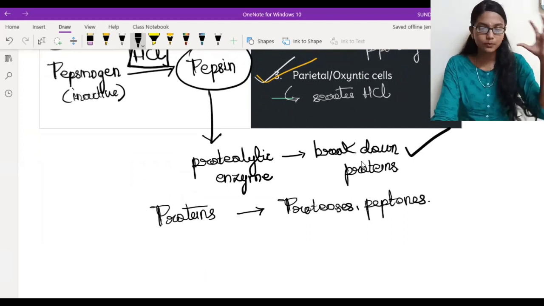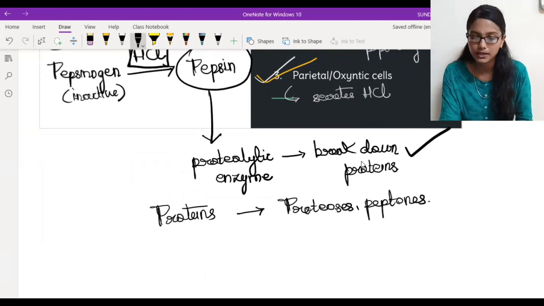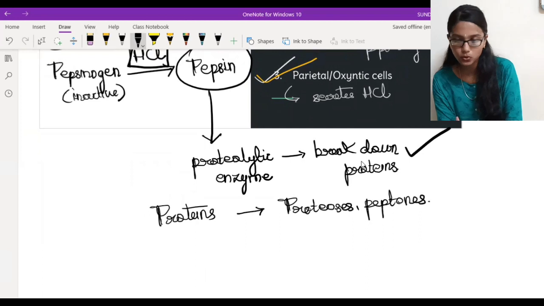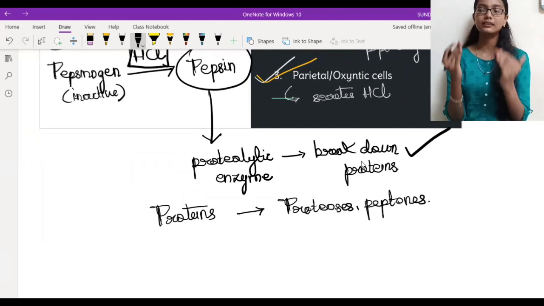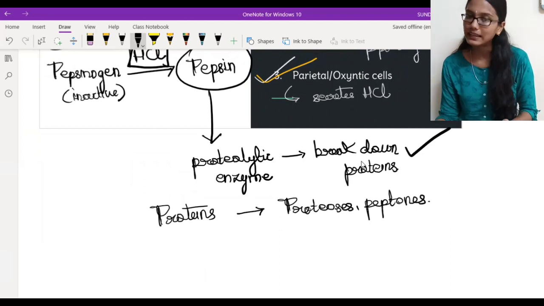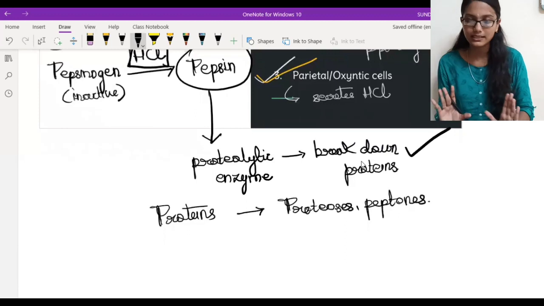Already carbohydrate is a little bit broken down. Now proteins are also broken down. Proteins are converted into proteoses and peptones. This is what happens in the digestion. The food is stored for a maximum of 4 to 5 hours. After this, the chyme is passed to the small intestine.